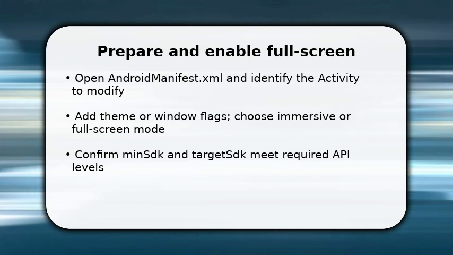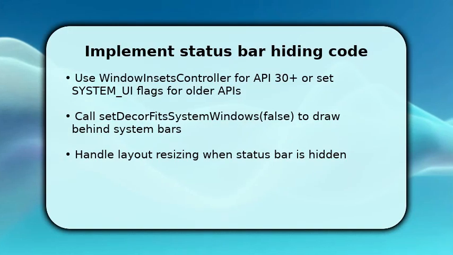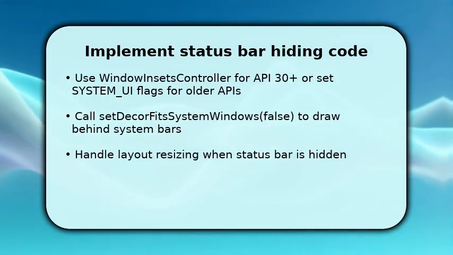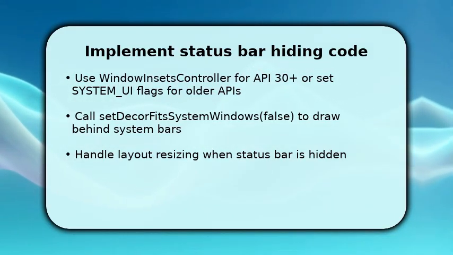Now implement the hiding logic in your activity or fragment. For API 30 and above, use WindowInsetsController to hide status bars and enable immersive sticky. For older APIs, set SYSTEM_UI_FLAG_FULLSCREEN and SYSTEM_UI_FLAG_IMMERSIVE_STICKY.